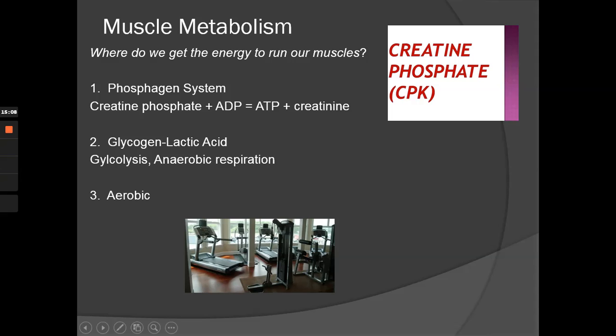So inside of our muscle fibers, we're going to take some creatine phosphate, add it to ADP, undergo a chemical reaction, and we're going to get some ATP and some leftover creatinine. What's the most important thing here? We're getting some readily made, very quickly made ATP. This ATP can now be used for that muscle contraction. As a leftover of that chemical reaction, we make creatinine.